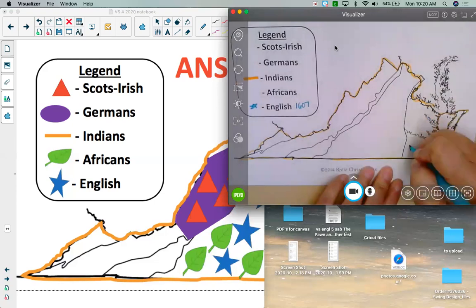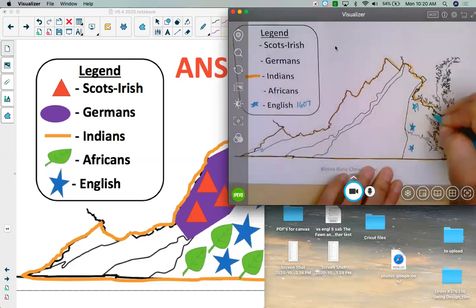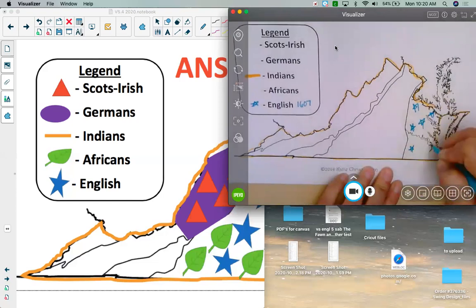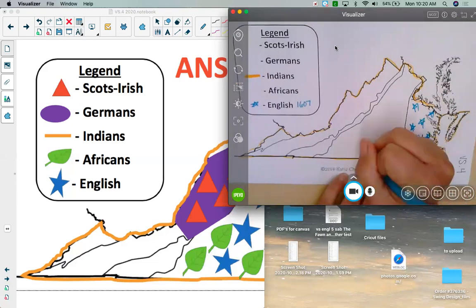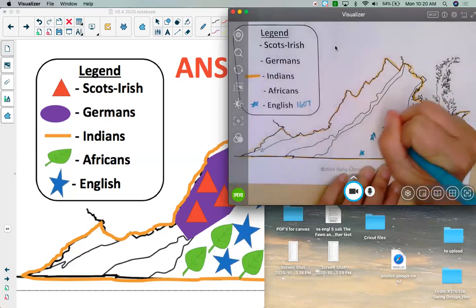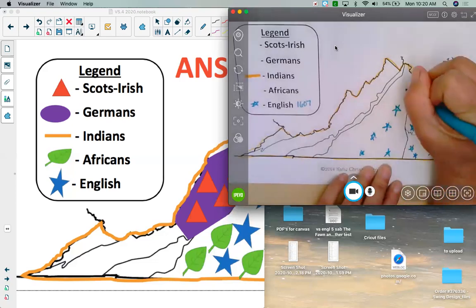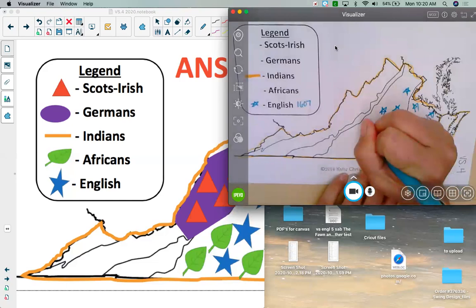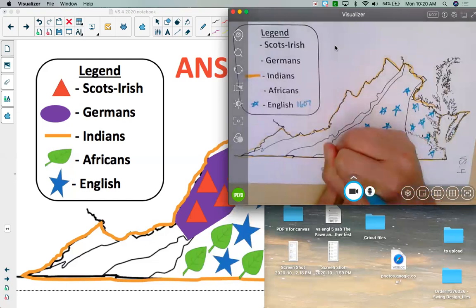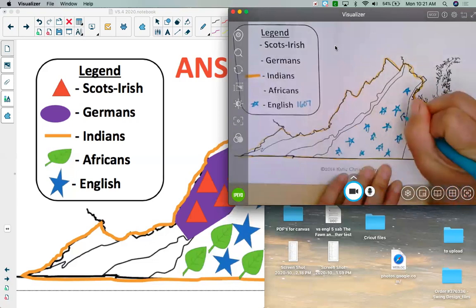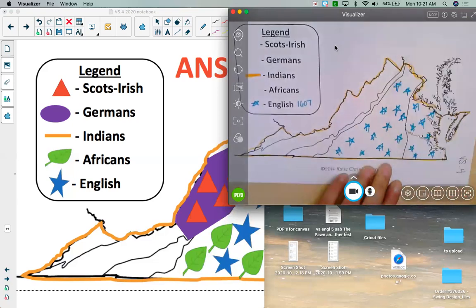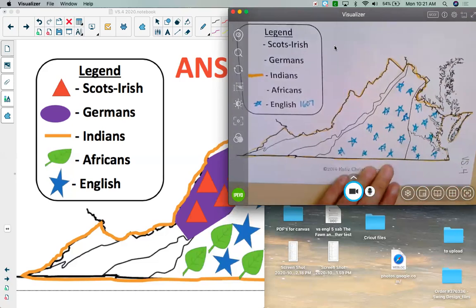I'm going to put blue stars all over the coastal plain Tidewater region because that's where my English were, and the Piedmont regions. And your stars do not have to be perfect. Try your best, but the English lived in the coastal plain Tidewater region right there, okay? And remember, they came in 1607.